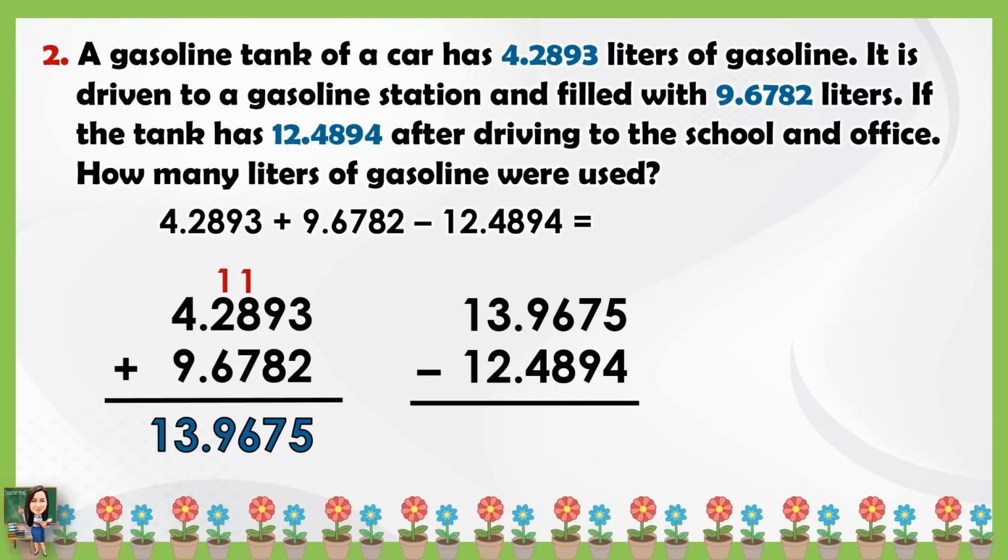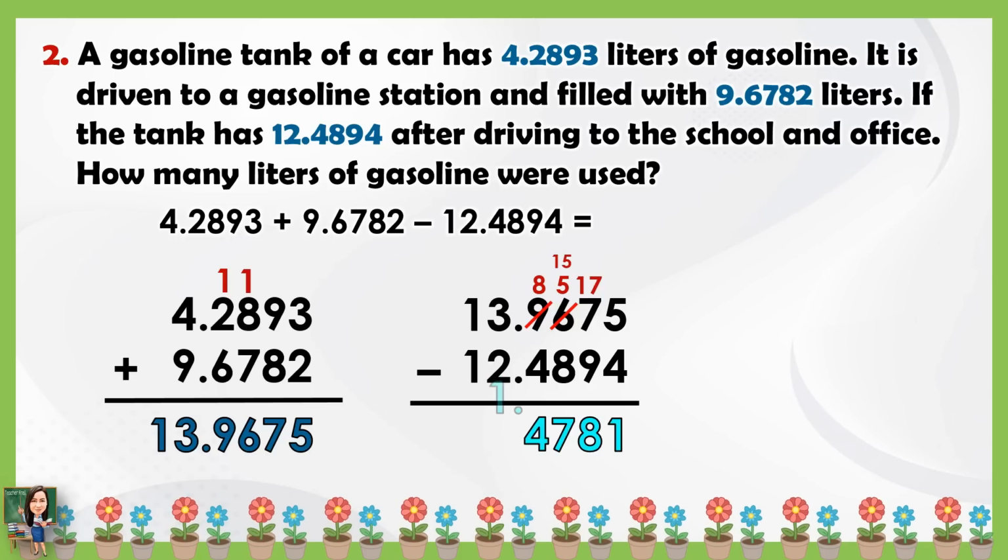5 minus 4 equals 1. 7 minus 9 cannot be. Borrow 1 from 6, 6 becomes 5, and 7 becomes 17. 17 minus 9 equals 8. Then 5 minus 8 cannot be. Borrow 1 from 9. 9 becomes 8 and 5 becomes 15. 15 minus 8 equals 7. 8 minus 4 equals 4.